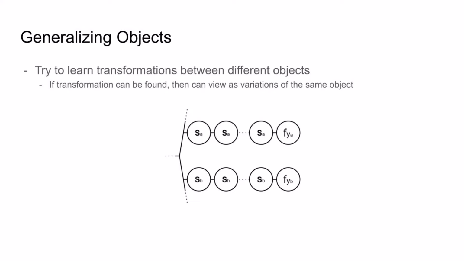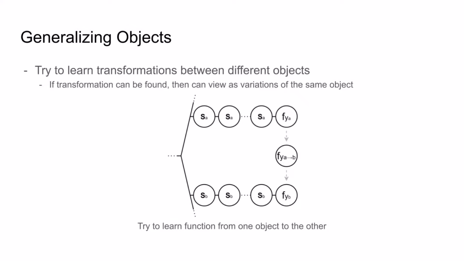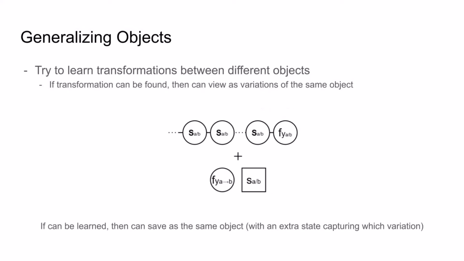For example, let's say we have these two branches capturing two different objects and decision-making tied to them. What we'll try to do is to learn a transformation, or in other words, a function, from the output of one object to the output of the other. If this can be successfully learned, then we can combine these into one branch representing a single object, but we will also have our transformation and additional state capturing which variation of the object we have.